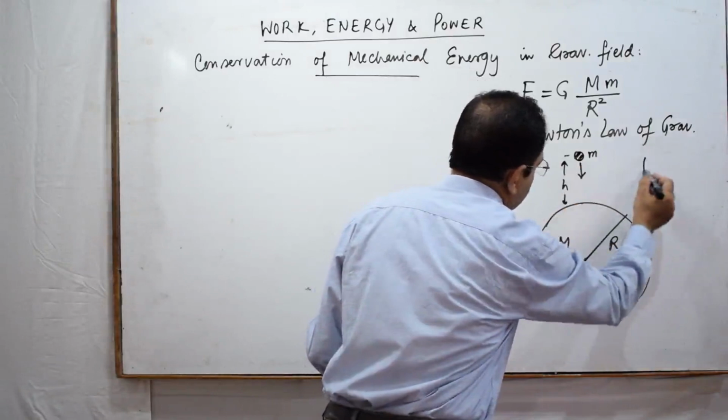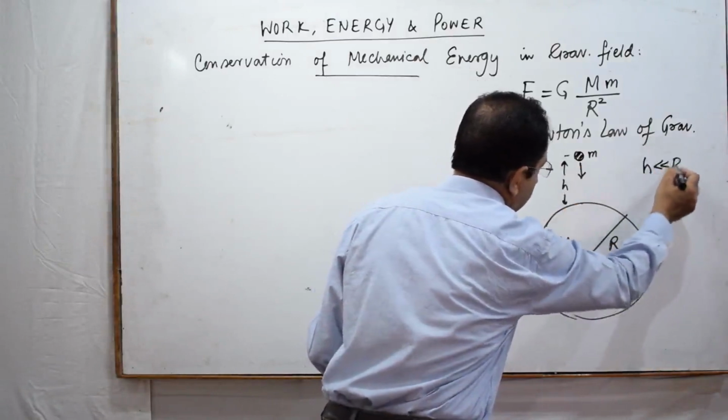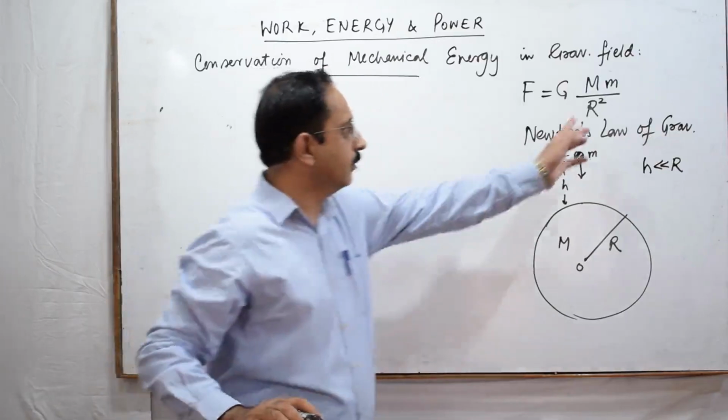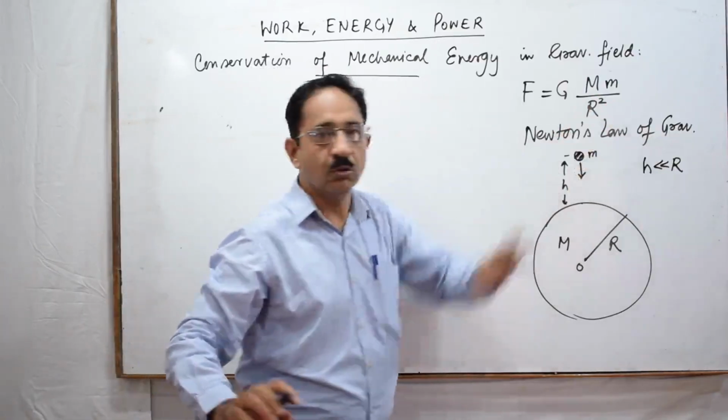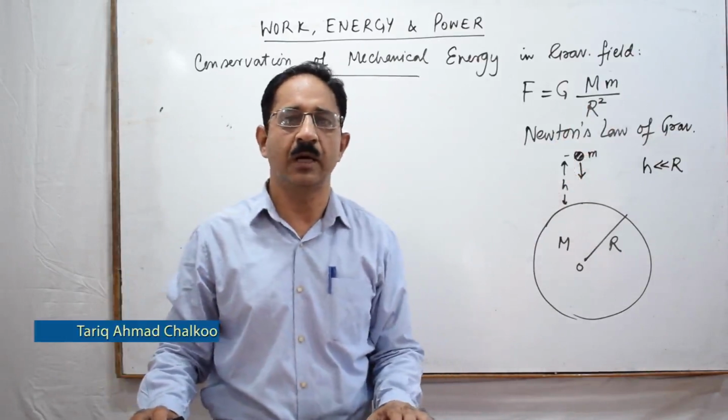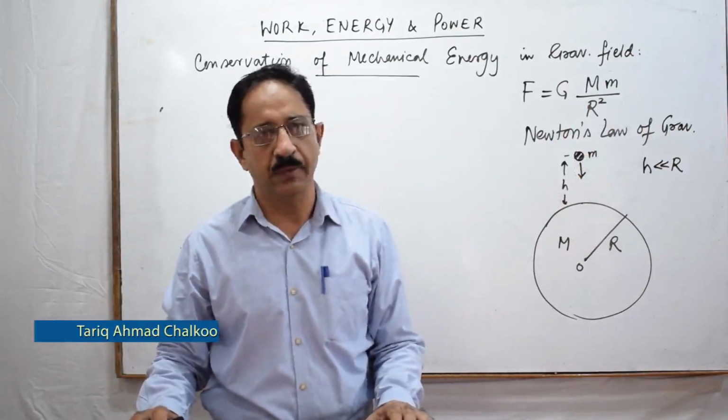That means ये जो हाइट है it is very very small as compared to Earth's radius. Otherwise, यहाँ denominator में (r plus h) whole square होना चाहिए. So since h is very small as compared to r, उसको हमने यहाँ ignore किया for now.